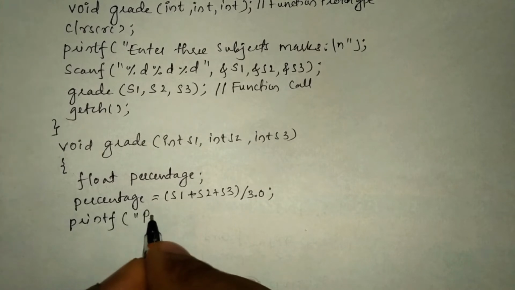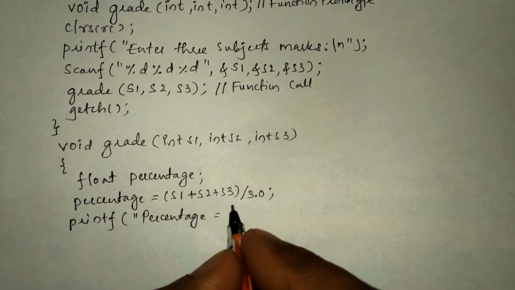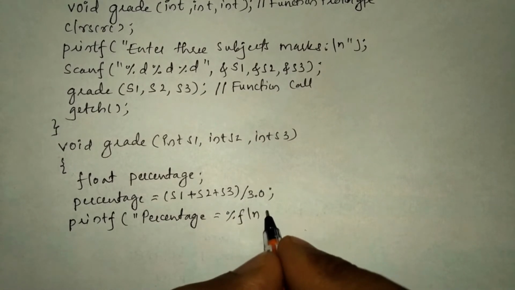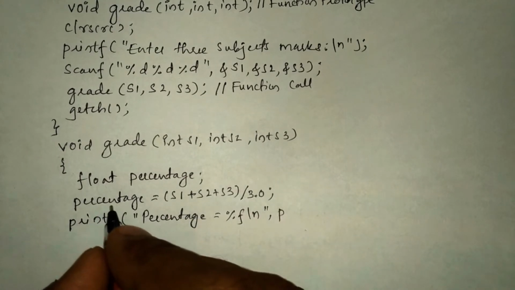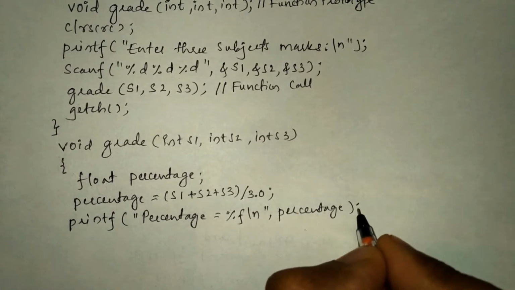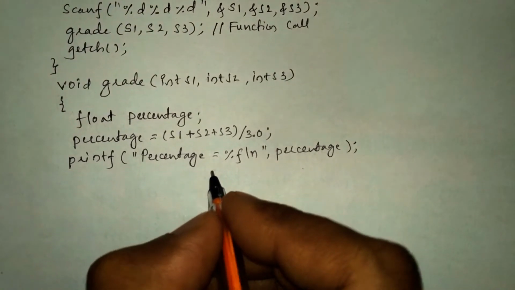I'm going to write percentage is equal to percentage f backward slash n, end the double quotation mark, put comma, and the value is stored in this percentage. Here I'm going to write the variable called percentage and put semicolon. Now we are going to check the condition.